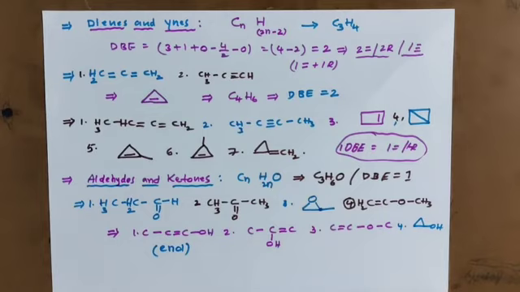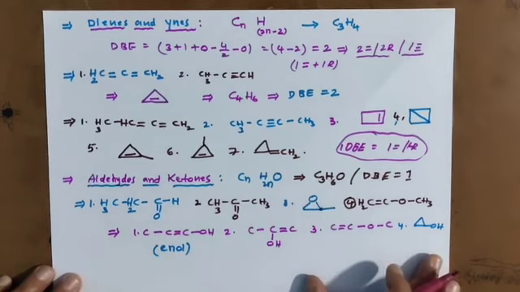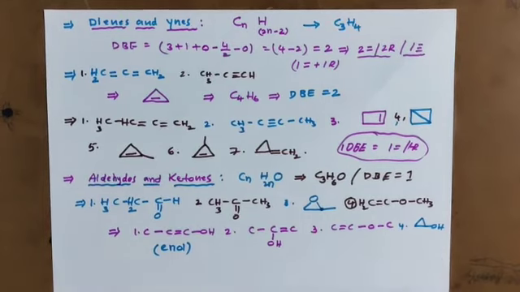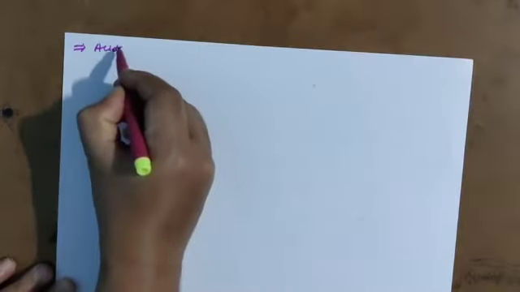So aldehydes and ketones are functional group isomers, alcohols and ethers are functional group isomers, and acids and esters are also functional group isomers. Acids and esters. Clear? Acids and esters are also functional group isomers. Let me discuss that also. Acids and esters. See here. Acids and esters.